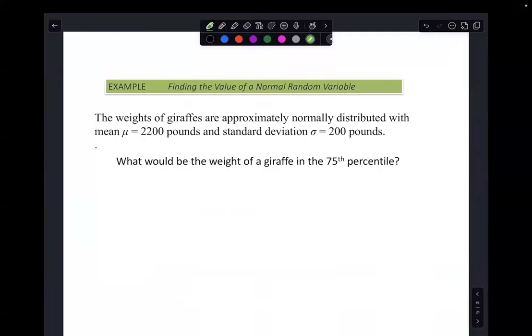Okay, I would like you to try this one and use your calculator. I highly recommend using your calculator. The weights of giraffes are approximately normally distributed with a mean of 2,200 pounds and a standard deviation of 200 pounds. What would be the weight of the giraffe in the 75th percentile? So go ahead and see if you can do that on your own. Remember, it's 0.75 and not 75.